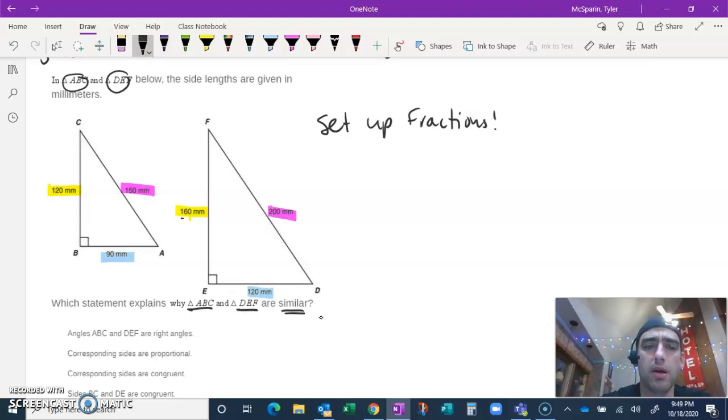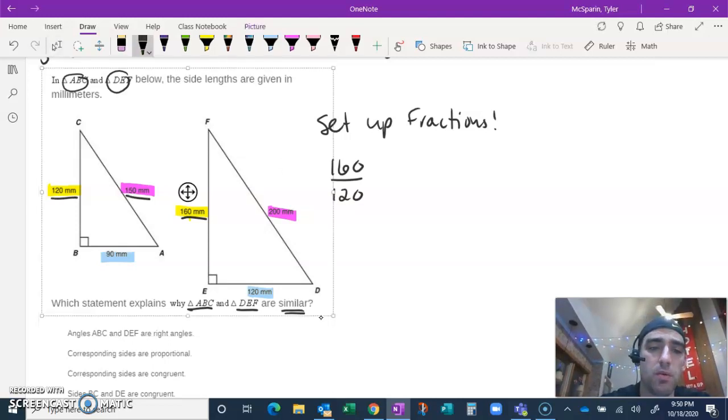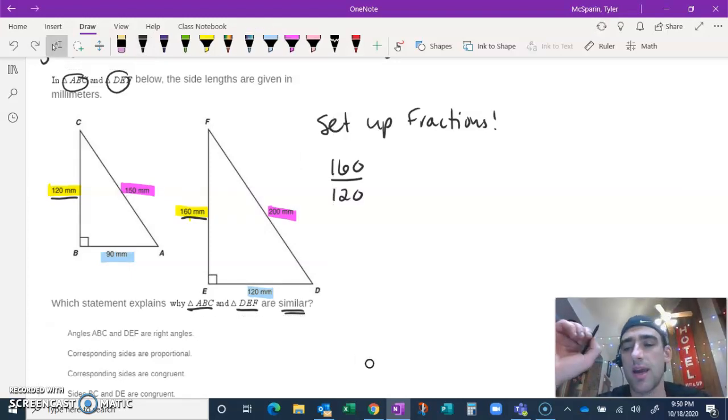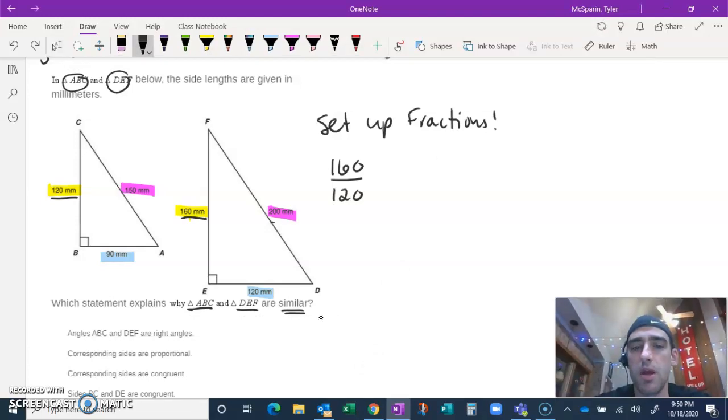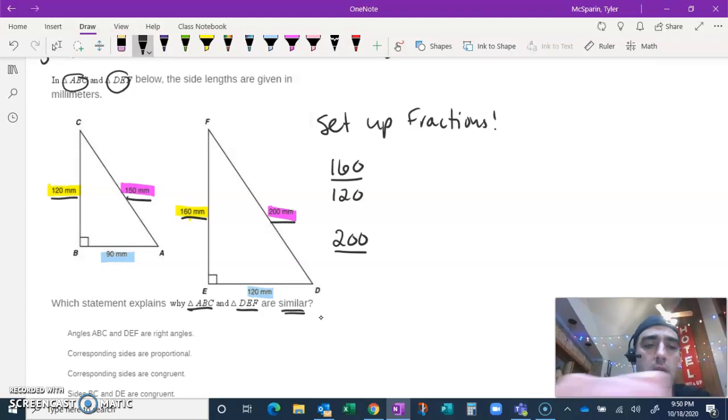So I'm going to go 160 divided by 120. So that's yellow divided by yellow. And then I'm going to go, oh my gosh, guys, what am I doing? Did you notice how I started on the right side with the first fraction? Got to do the same thing with the next fraction. 200 divided by 150. So I matched up those, and then I matched up those, and now I got to match up the last ones.